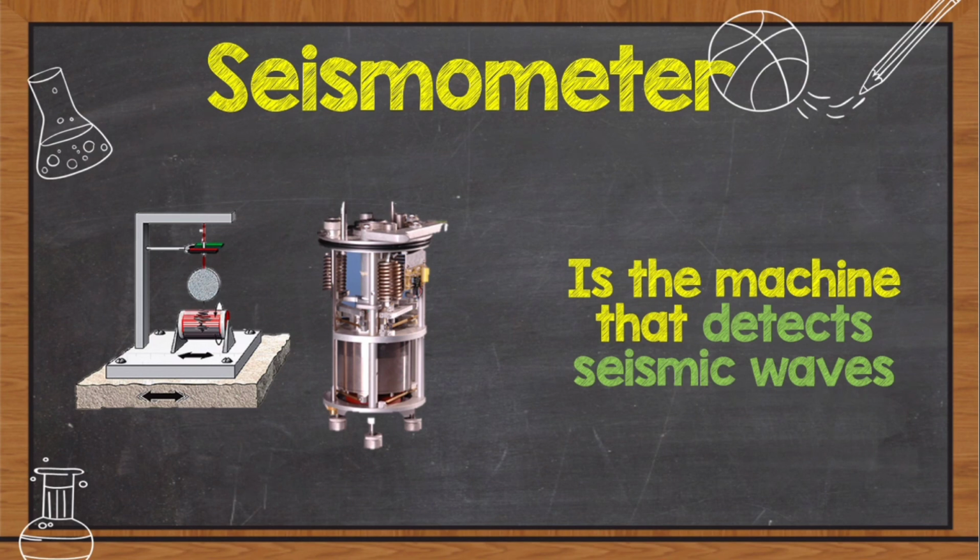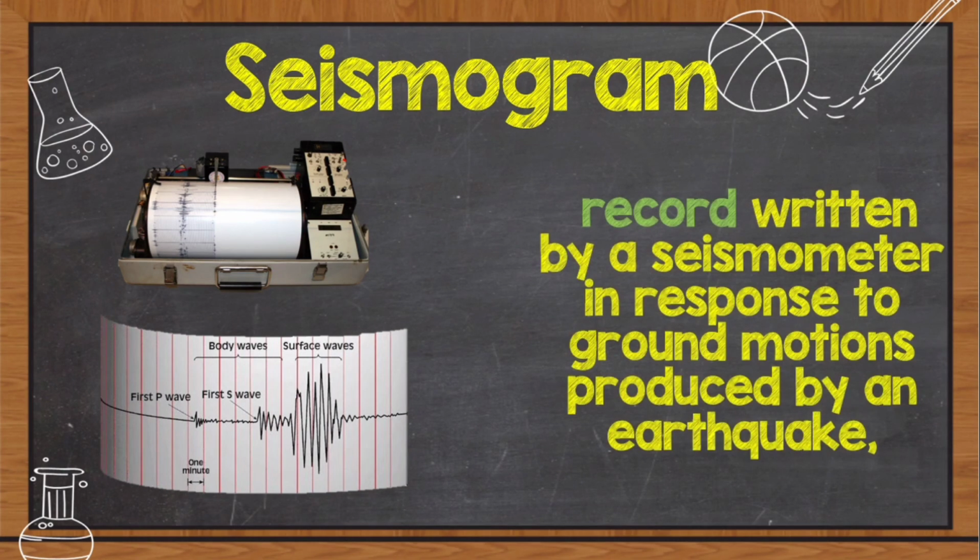A seismometer is the machine or equipment that detects and records the seismic waves. And a seismogram is the record written by the seismometer in response to the ground motion produced by an earthquake. Again, the machine is what we call the seismometer, and the graph or record is what we call the seismogram.